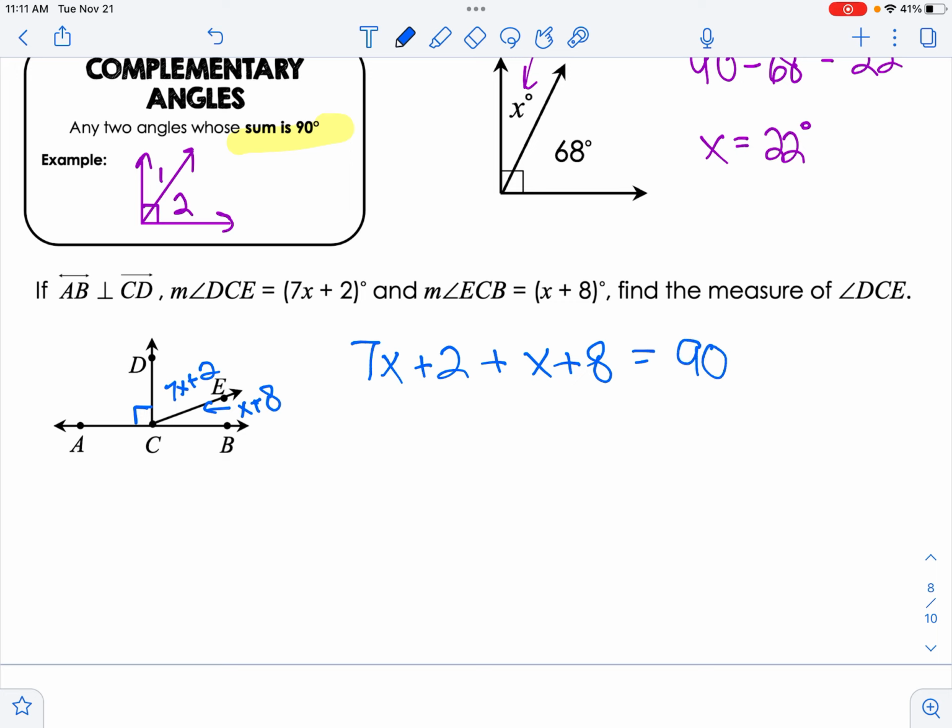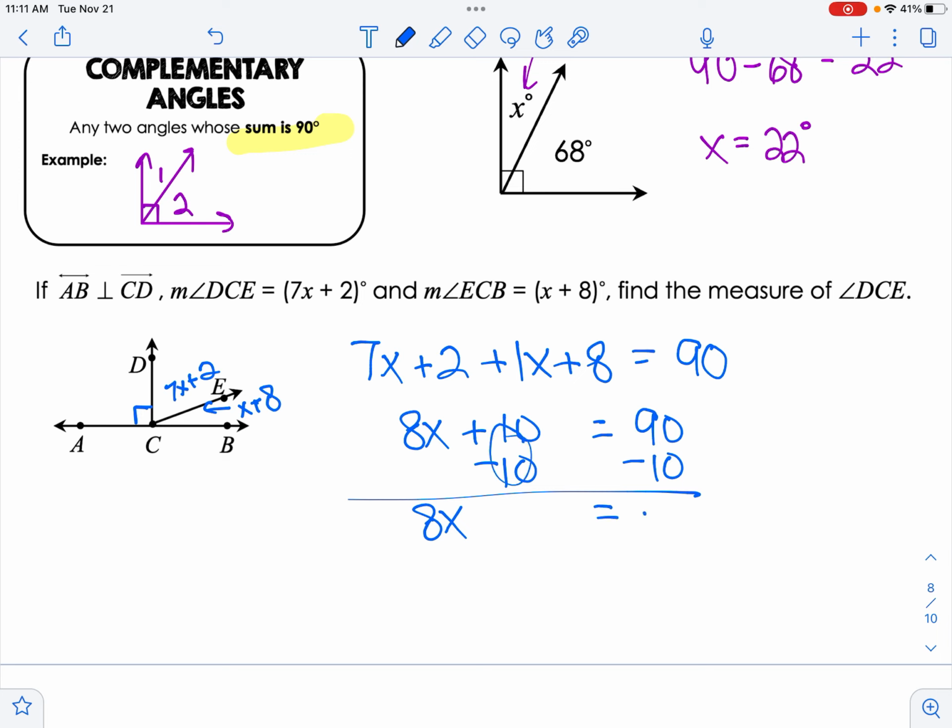Okay. So now I'm going to combine some like terms and we're going to solve. So if I go 7x plus x, that's a 1x, remember? That's the same as a 1x, so that's 8x. And then 2 plus 8 is 10. I'm going to subtract 10 from both sides. I get 8x equals 80. Divide by 8, divide by 8, x equals 10.